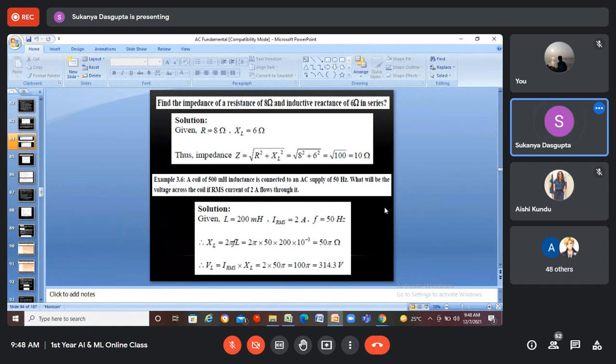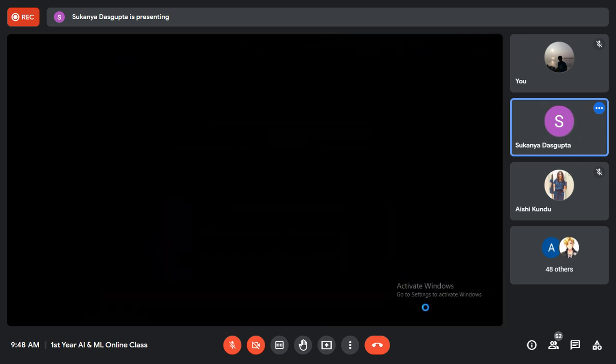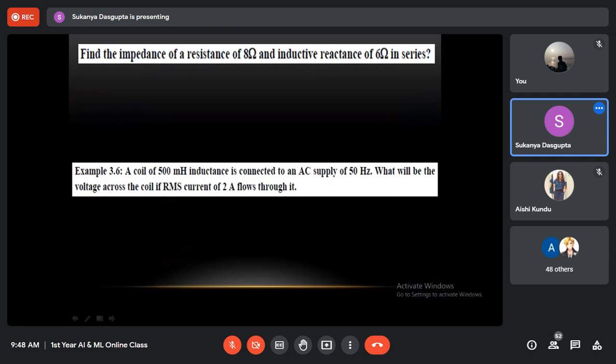So now we'll solve problems from AC circuit. Today's first problem is: find the impedance of a resistance of 8 ohm and inductive reactance of 6 ohm in series. This is an MCQ type question. Again, find the impedance of a resistance 8 ohm and inductive reactance of 6 ohm in series.